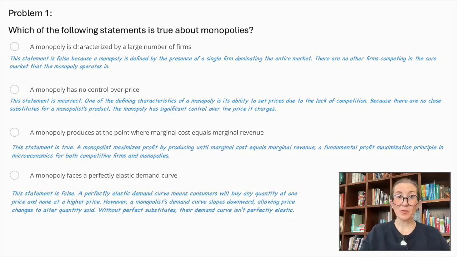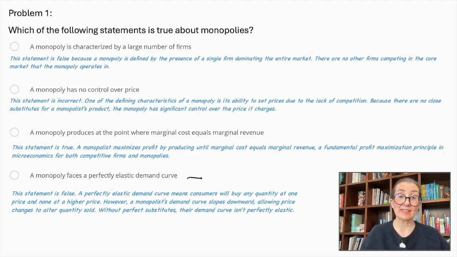Problem number 1. Which of the following statements is true about monopolies? A monopoly is characterized by a large number of firms. A monopoly has no control over price. A monopoly produces at the point where marginal cost equals marginal revenue. Or a monopoly faces a perfectly elastic demand curve. Starting here, this statement is false.